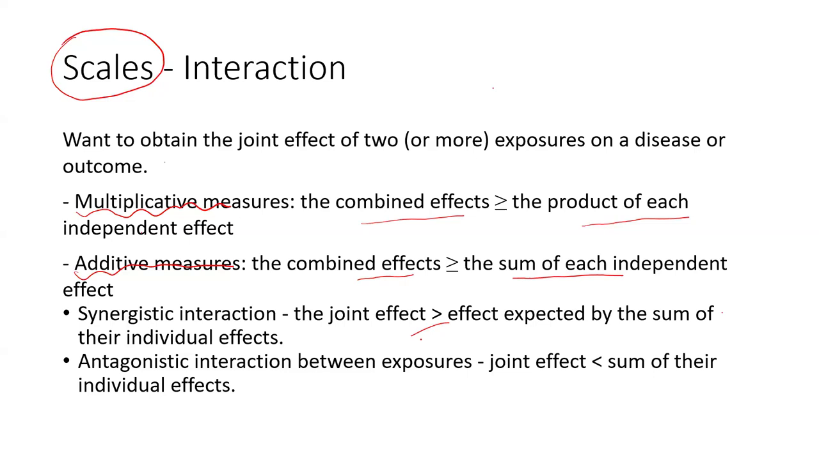Now, if the joint effect is more, you say there is a synergistic interaction. If the joint effect is less than the sum of the individual effects, you say it is an antagonistic interaction. All of this happens in your analysis.